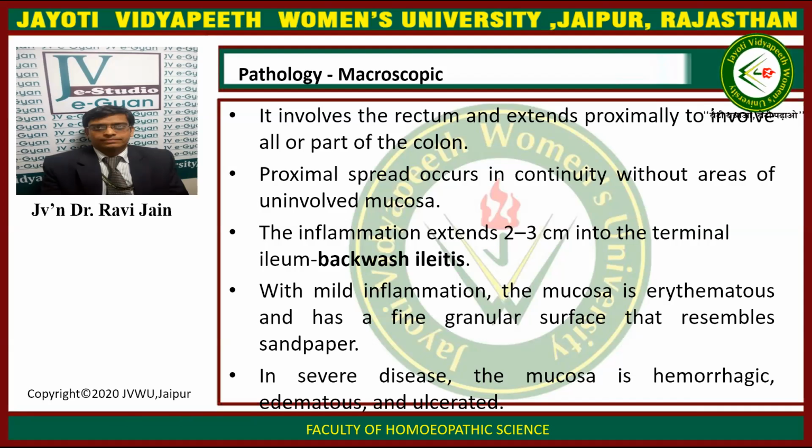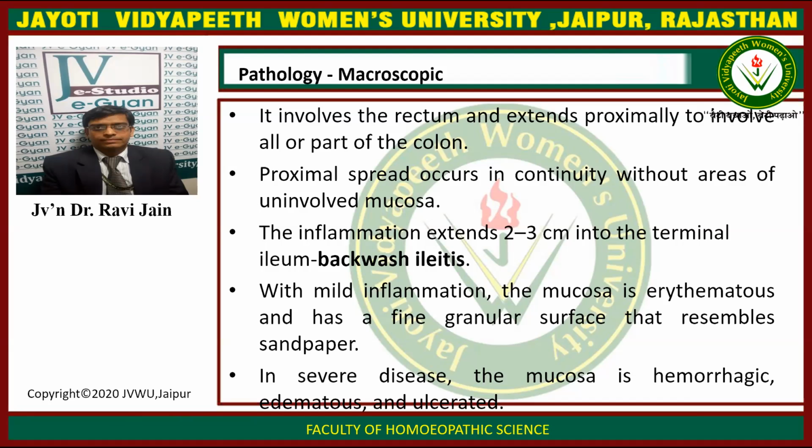Now, what is the macroscopic pathology? What can we see on the macroscopic level? It involves the rectum and extends proximally to involve the other parts of the colon, as I have explained already. The proximal spread occurs in continuity without any areas of uninvolved mucosa. That is, there are no skip lesions, as I have already discussed with you in the picture. So there is continuity of the lesions. The inflammation extends 2 to 3 centimeters into the terminal ileum, which is known as backwash ileitis.